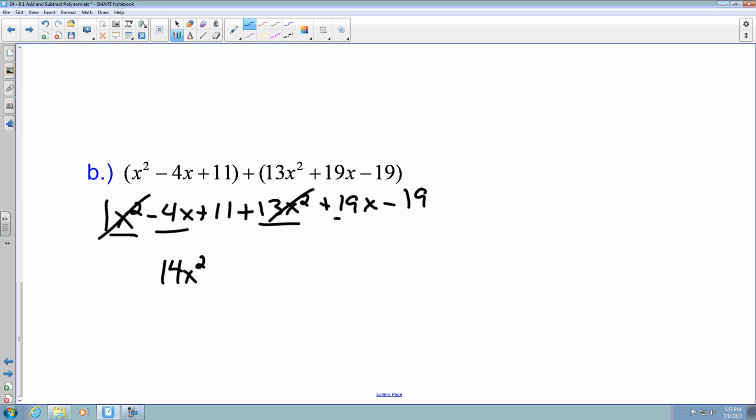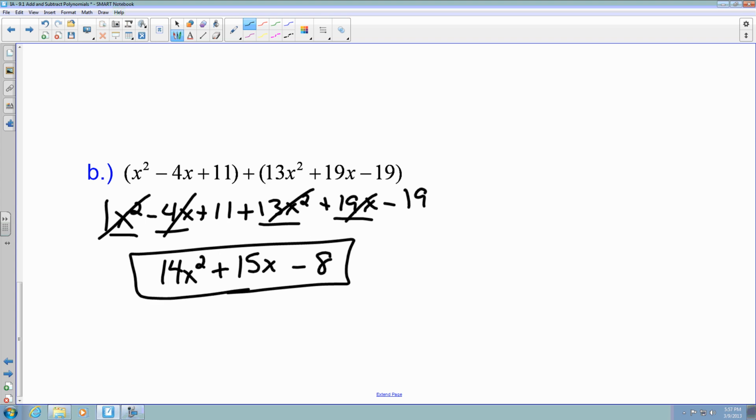I have two values that have x attached to them, and negative 4x plus 19x would give me a plus 15x. Cross those out. And 11 minus 19 will give me a negative 8. So the sum of those two polynomials will give me 14x squared plus 15x minus 8.